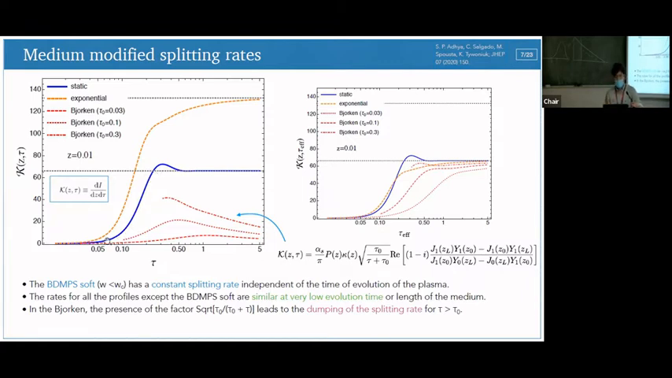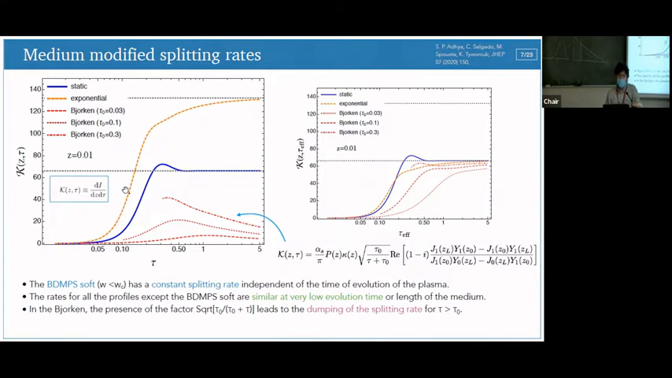But you see, this flat one is for the soft approximation to the splitting rate. And now when we have the splitting rate for the whole static medium, that is, you don't assume any kind of soft approximation, you have this scenario, which at late times just approaches the constant splitting rate. Okay, so now we had the cases for the static media. Now what about the expanding cases?